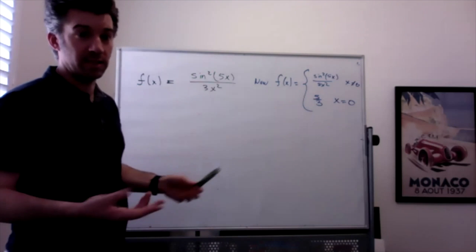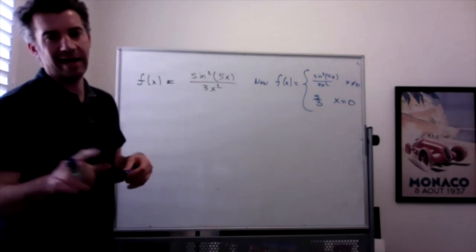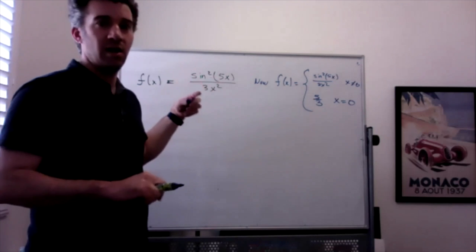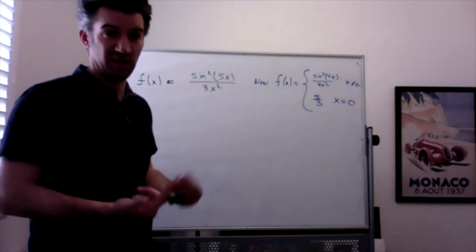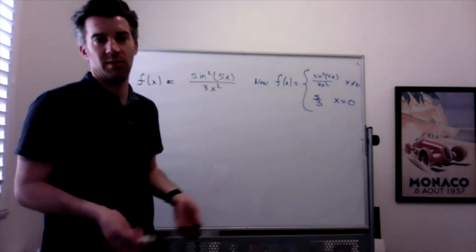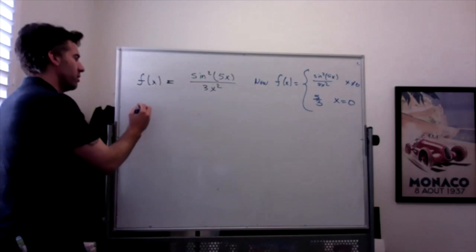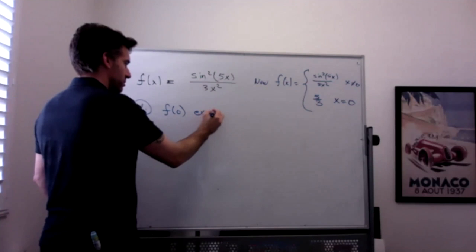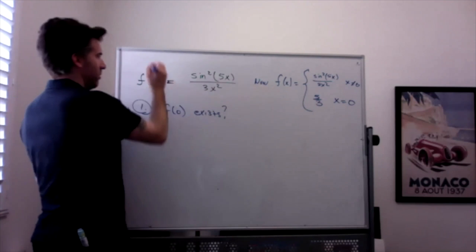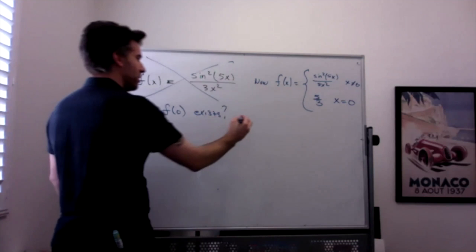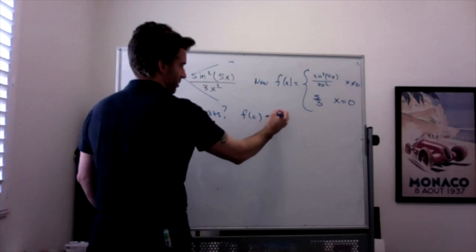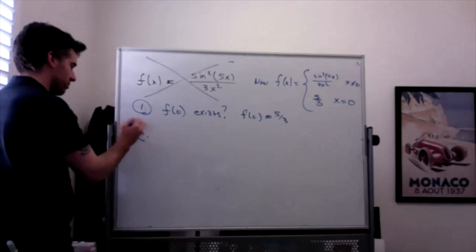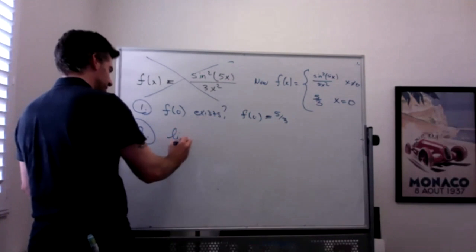But let's go through the process and see. Because I know there's a question on at least the Haas homework that's basically like, if you have a function like this, how do you fill in the missing point so that it is continuous? And really you fill it in with what the limit's equal to. So part 1, f of 0 exists. Of course, right? We're not doing this one anymore, we're doing that one. F of 0 is just 5/3. Easy peasy. All right, part 2. Does the limit exist?